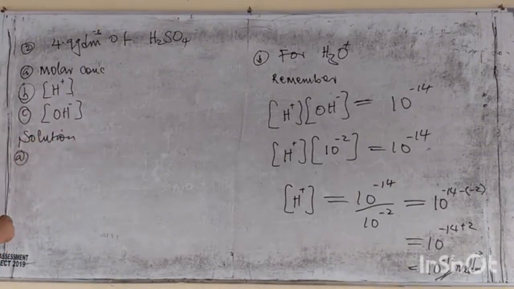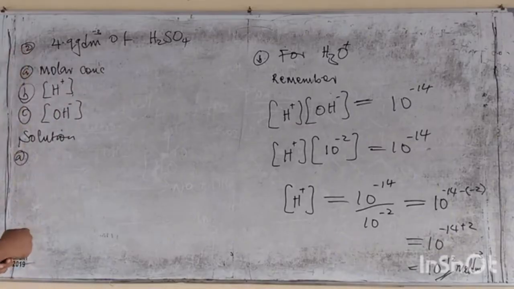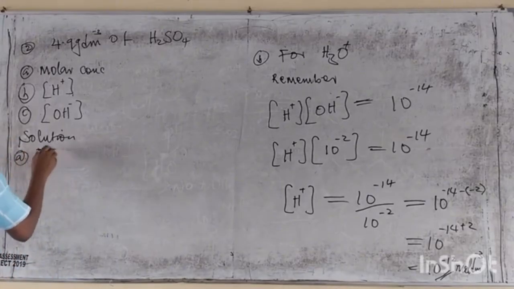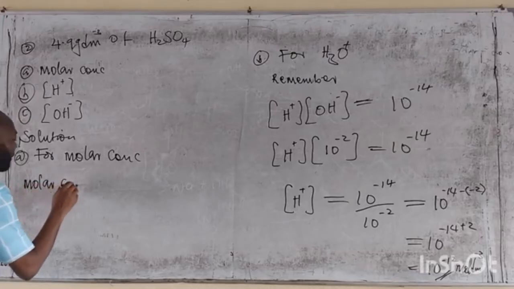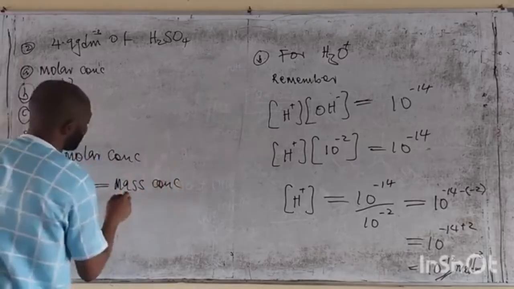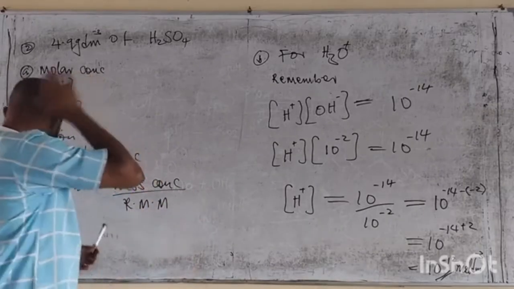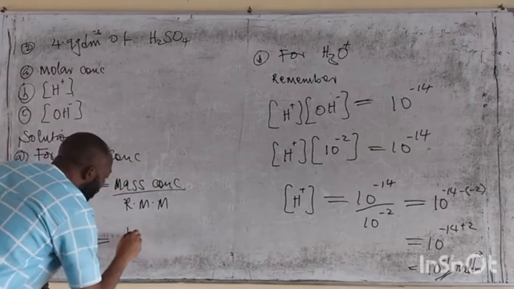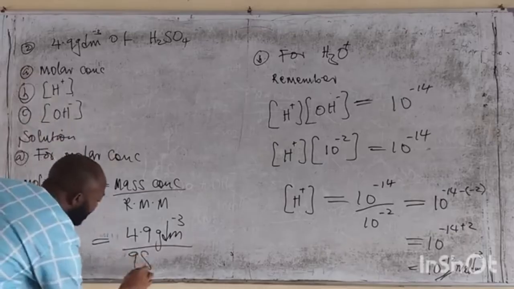Let's start with A. Now, if this is our mass concentration, they are asking us to calculate the molar concentration. So, what is molar concentration? We have many definitions of molar concentration, but we'll take one of them, which is mass concentration divided by the relative molecular mass. So, for A, molar concentration is equal to mass concentration, in g per dm cube, over relative molecular mass in g per mole. Now, the mass concentration is given to be 4.9 g per dm cube. And the relative molecular mass of H2SO4 is 98 g per mole.